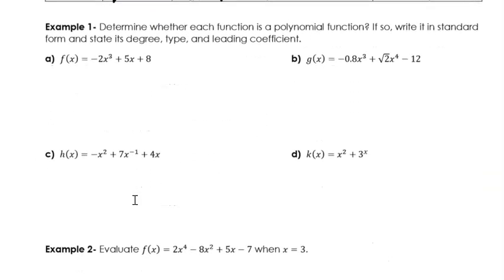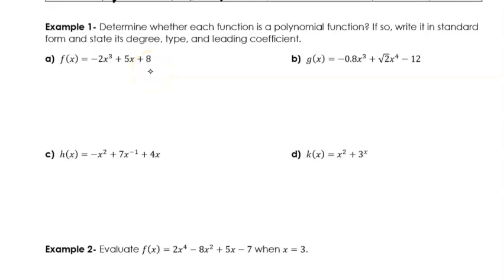Okay, so let's try this. It says determine whether each function is a polynomial function. How we know if it's a polynomial, it's different monomials, so different terms, adding or subtracting. The exponents are whole numbers, meaning 0, 1, 2, 3, 4, and so on. And the coefficients are real numbers, meaning not imaginary. So this one is a polynomial. You can see that we have exponents that are all whole numbers.